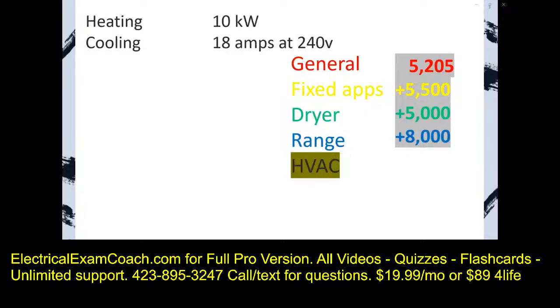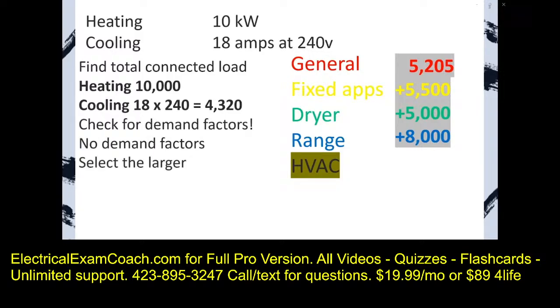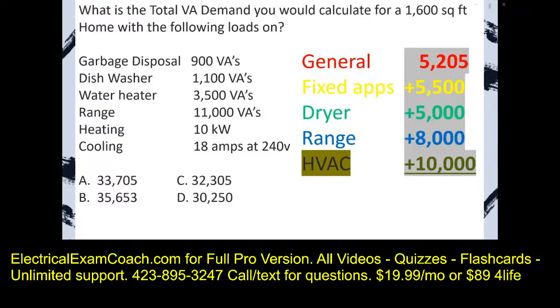Now for our HVAC VAs. We're going to take the larger of the heating or cooling. First, find our total connected load. Our heating is 10,000, and our cooling is our amps multiplied by our volts, which equals 4,320. Now we check for demand factors. There are no demand factors on this portion, so we're just going to select the larger of the 2, and we're going to put down 10,000. Now all we have to do is total all of our loads.